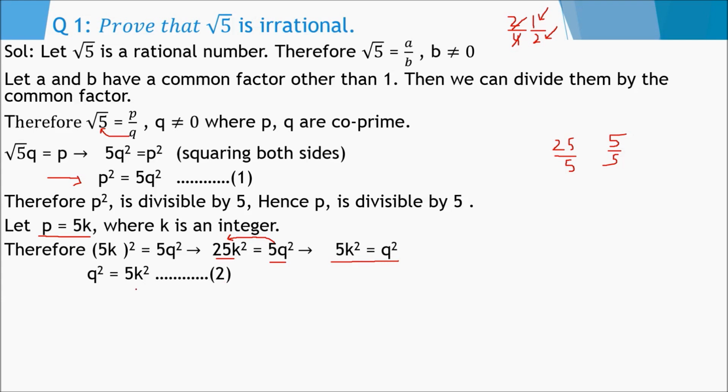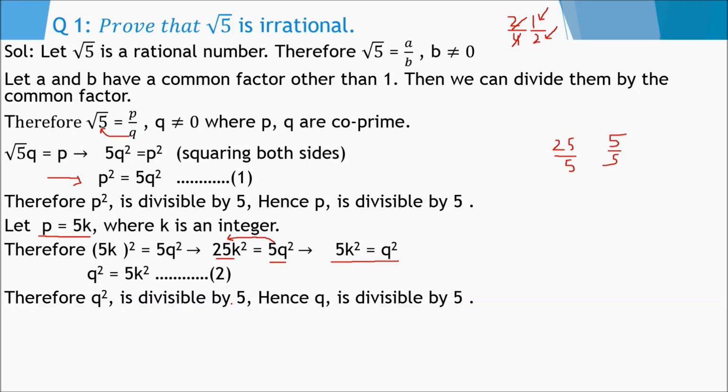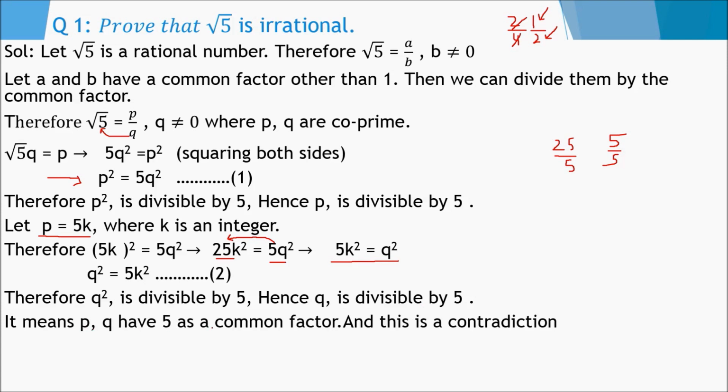So again it means that q square is divisible by 5, as we did in case of p square is equal to 5q square. We will do the same here. So q square is divisible by 5, hence q is divisible by 5. It means p, q have 5 as a common factor. It means both p and q have 5 as a common factor.